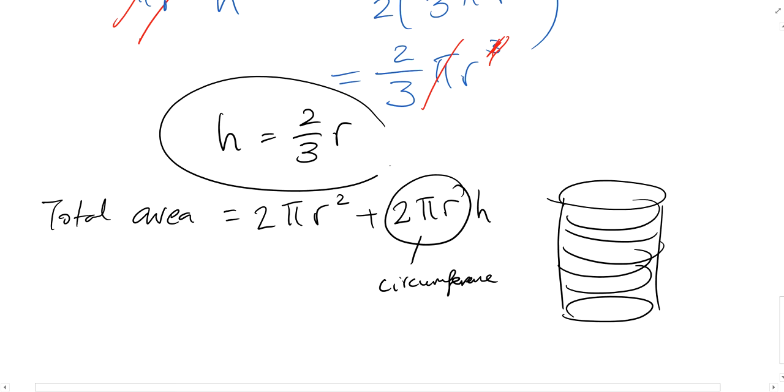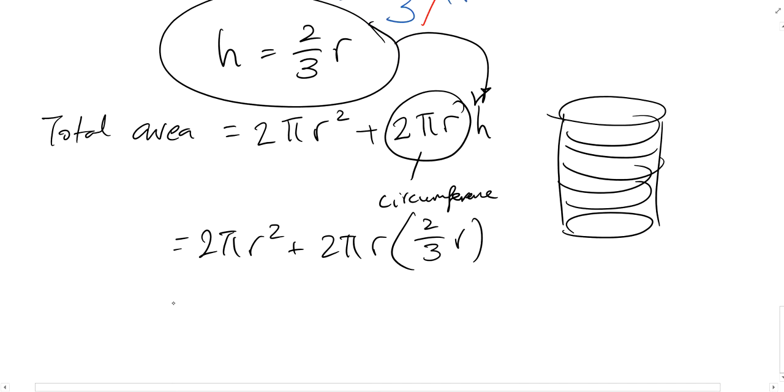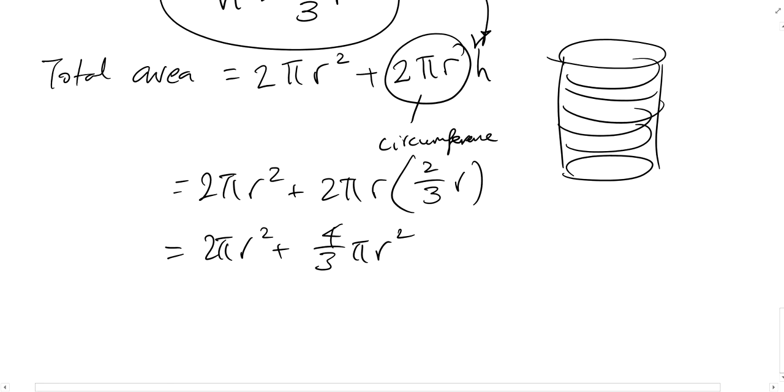Now, they wanted the answer in terms of r, so they don't want the h. Do we already have something for h? Put inside. 2 pi r squared, 2 pi r, 2 over 3 r. Simplify. 2 pi r squared plus 4 over 3 pi r squared. So 2 pi r squared plus 4/3 pi r squared is 3 and 1/3, is it? Right, 3 over 3 times 3, 6, 10 over 3 pi r squared. Okay, that's it for question 9.